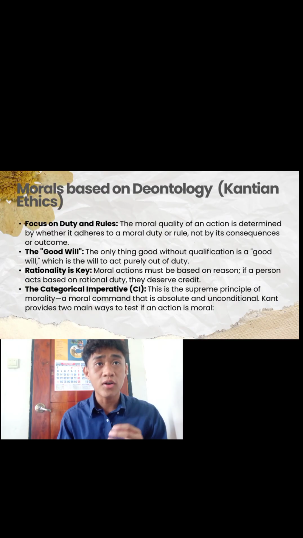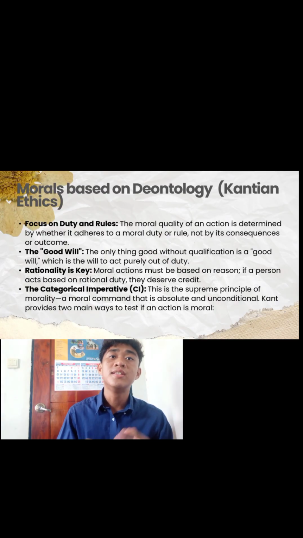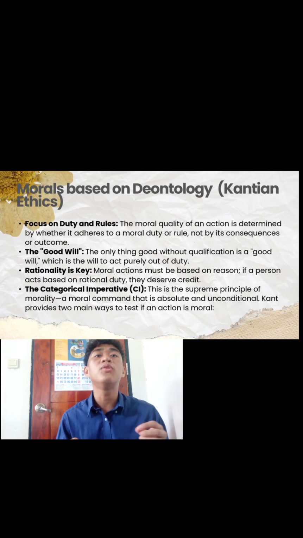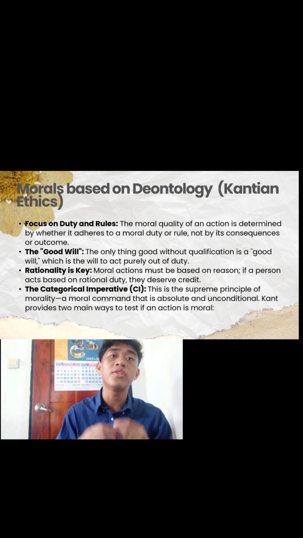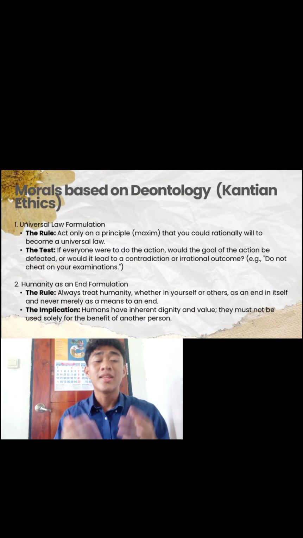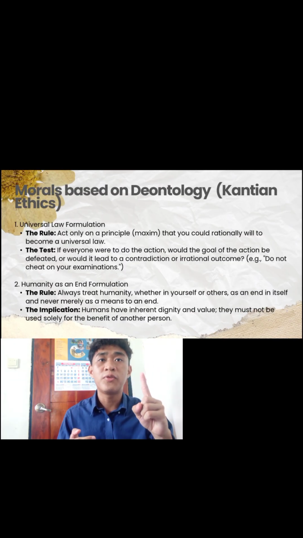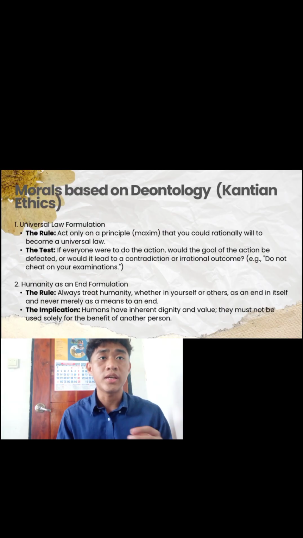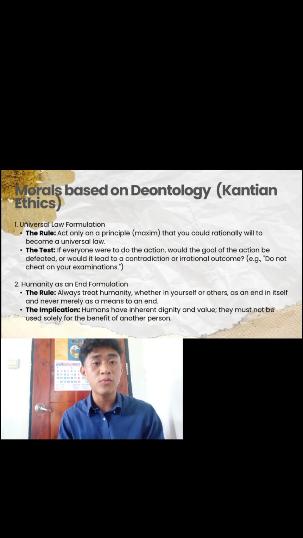And the core concept, the categorical imperative, or CI, serves as the supreme moral principle, guiding us to act only according to rules that we would want everyone else to follow. The CI has two main parts. First is the universal law formulation, which asks if an action could be made a universal law without contradiction. For example, cheating, which would destroy fairness if everyone did it.